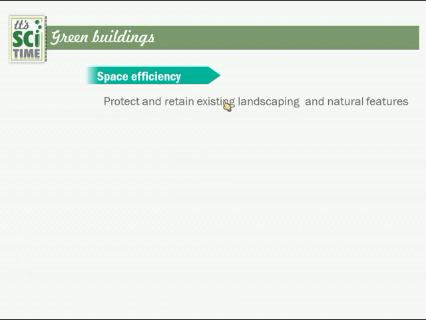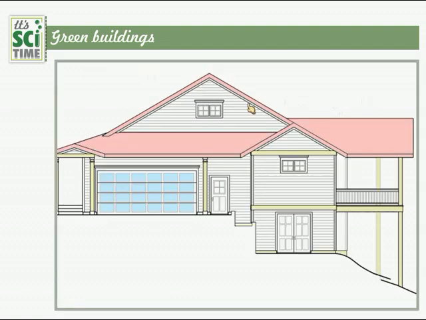Protect and retain existing landscapes and natural features by keeping them as they exist. How can we manage it? This is an example. Look at this building. It has been constructed on a sloping land. Without changing that sloping land, they have changed the plan of the house. This is a way to manage the existing space.